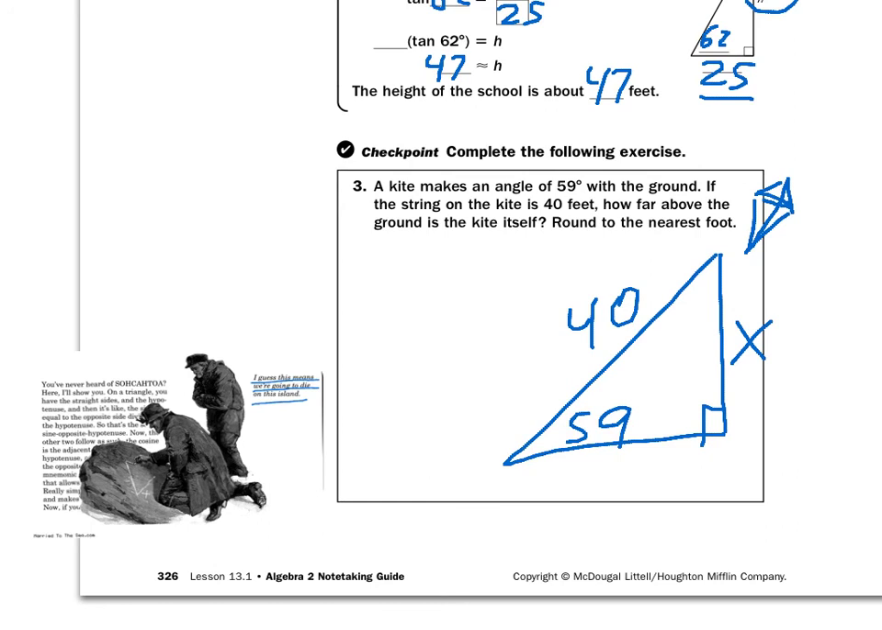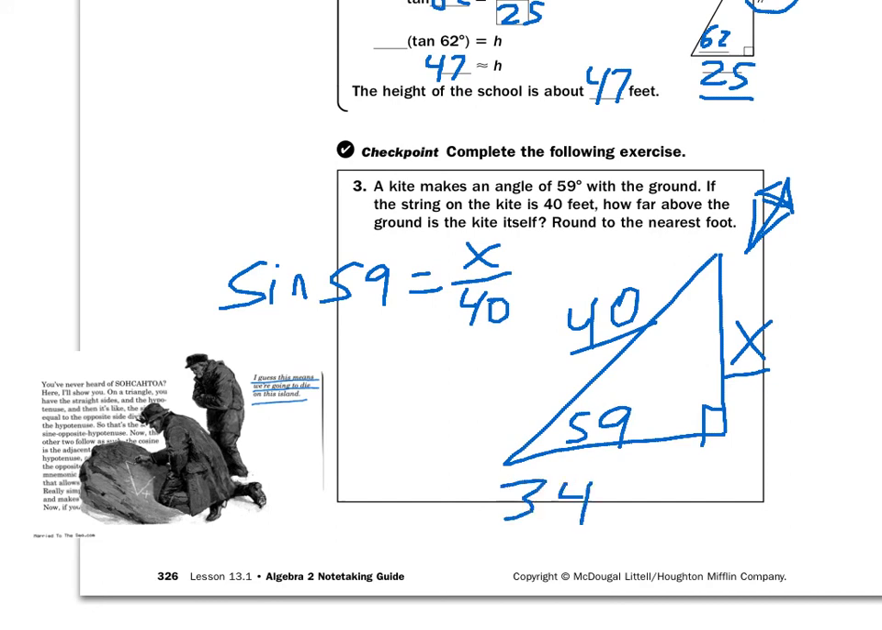Yeah. Alright, so what are we going to use? We have opposite and hypotenuse. Hopefully somebody said sine. So the sine of 59 equals x over 40. So I'm going to do the sine of 59 times 40. And I'm going to get 34.29.